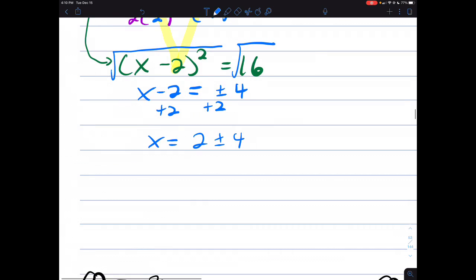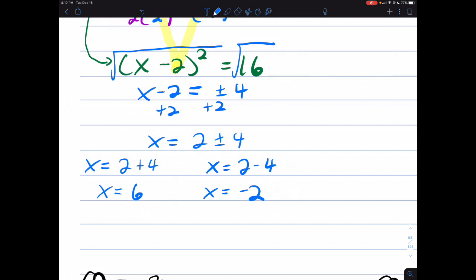So there, we can definitely combine those two. We have one where x equals 2 plus 4, which is 6. And then we have one where x equals 2 minus 4, which is negative 2. So that's the first one.